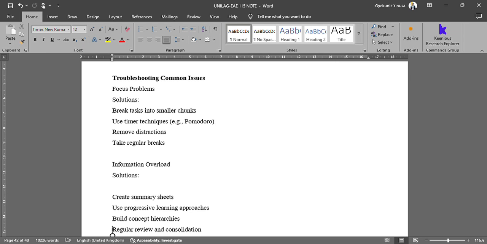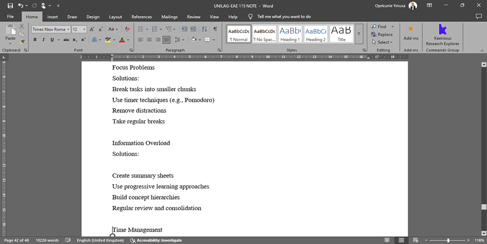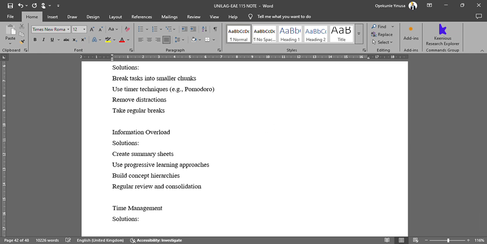You cannot read for the whole 24 hours. You must take breaks. That's very, very important for you. Don't overload yourself with information. But if you do, what is the solution for you? You must always create a summary sheet.